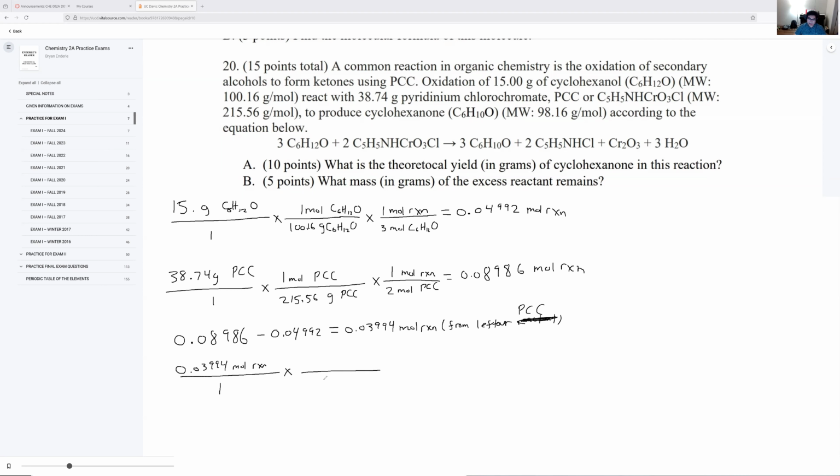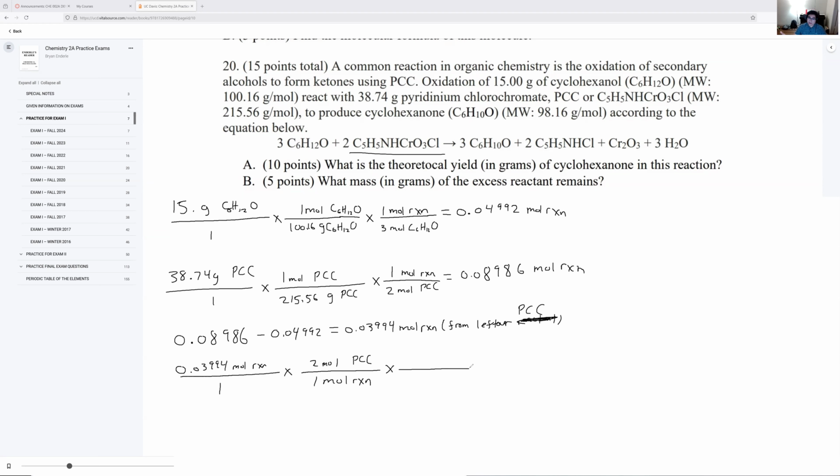We know that for every one reaction, we have 2 PCCs that we use, right? This big thing. And that's it. Let me get the moles. Or I guess it's not it. So that gives us the moles of PCC.